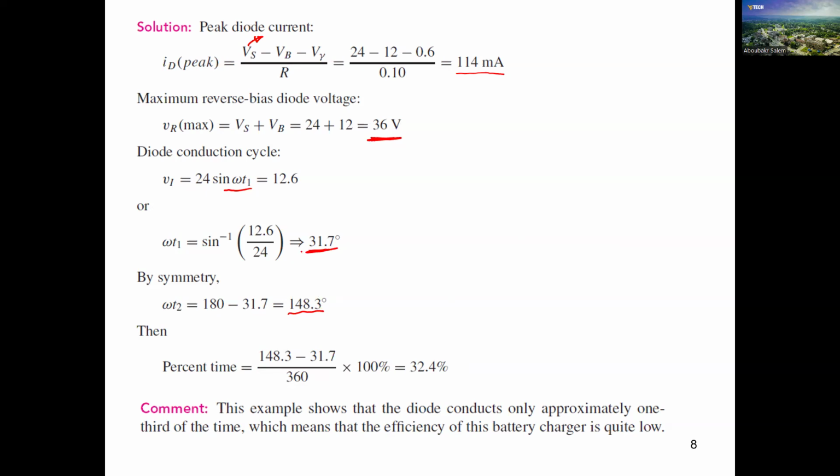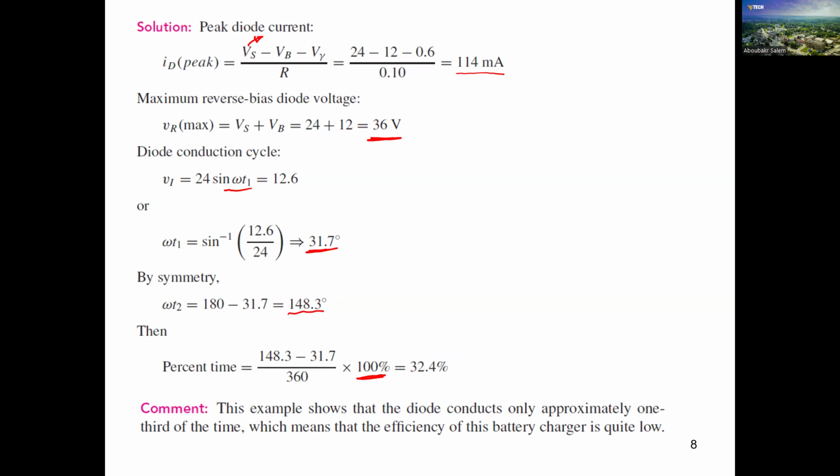So we have omega T2 and omega T1 now. If you subtract both of them and compare it with the 360 degrees, you will get the ratio. And if you need it in percent, just multiply times 100. So we got that for 32.4% of the 360 degrees waveform, the diode will be conducting. Okay, so this is the question regarding the portion that the diode will be conducting in this circuit.